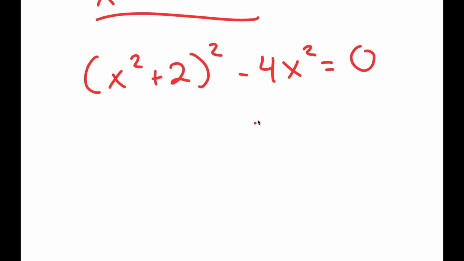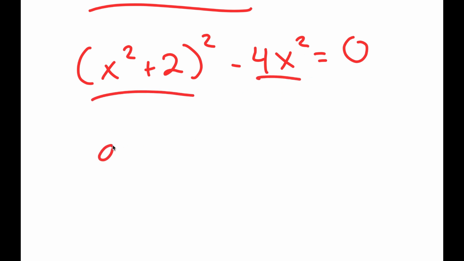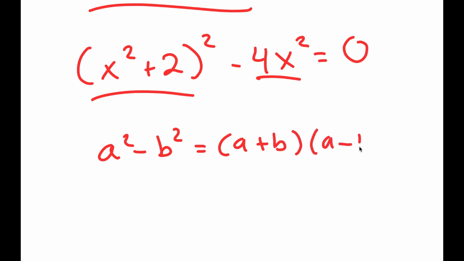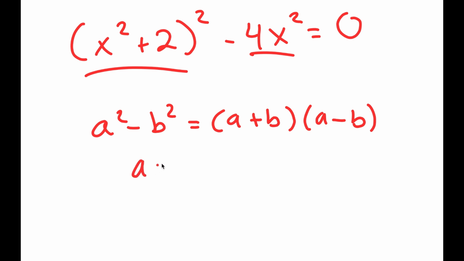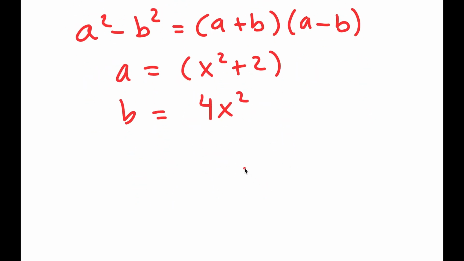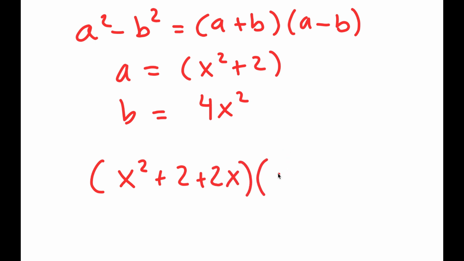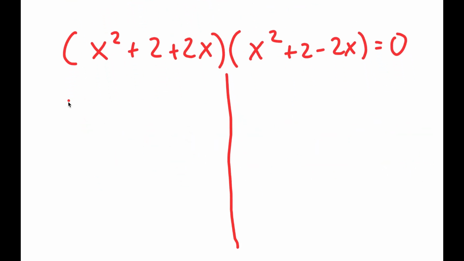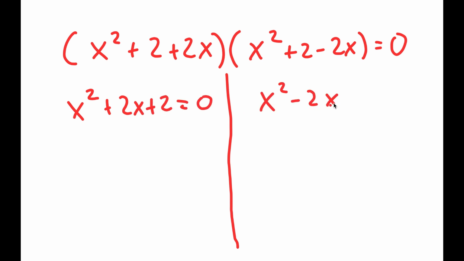Now from here, notice how both of these things are squared. So I can use the property a squared minus b squared is equal to a plus b times a minus b. A in this case we can think of as x squared plus 2, and b we can think of as the square root of 4x squared, which is 2x. So now I get x squared plus 2 plus 2x times x squared plus 2 minus 2x is equal to 0. And this gives me two equations. I get x squared plus 2x plus 2 equals 0, and x squared minus 2x plus 2 is equal to 0.